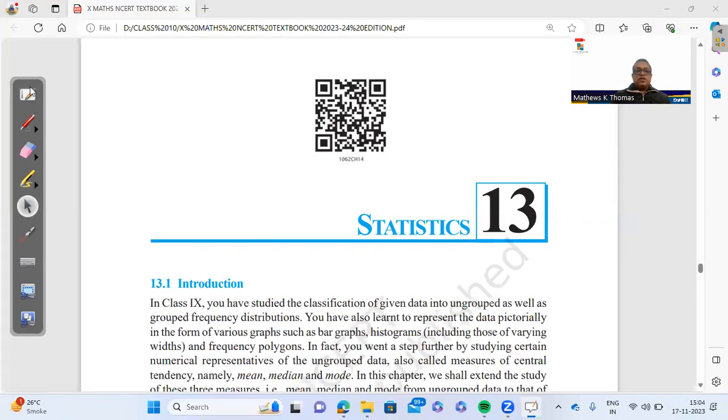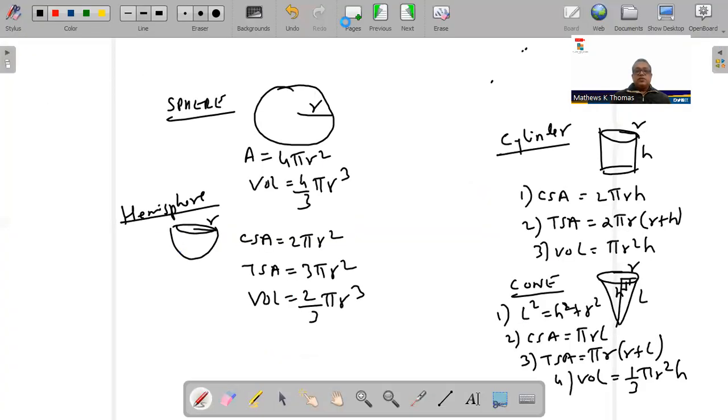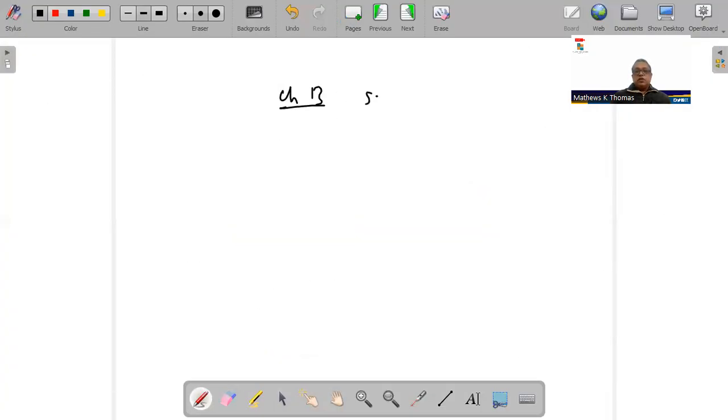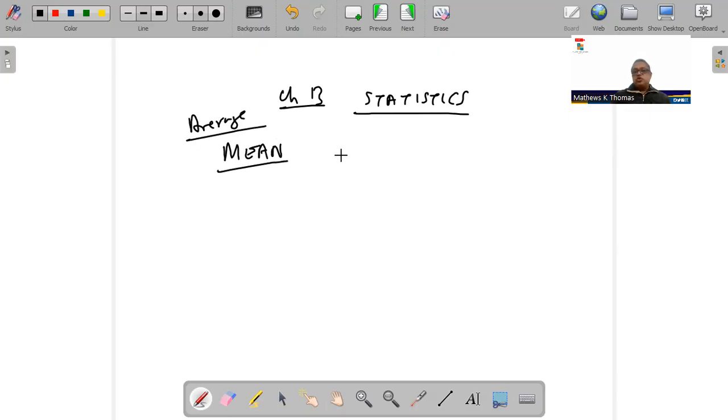Now we come to statistics, chapter number 13. Here we have mean, median and mode. When we talk about mean, that is the average. If it is raw data, then the formula is sum of observations divided by number of observations.